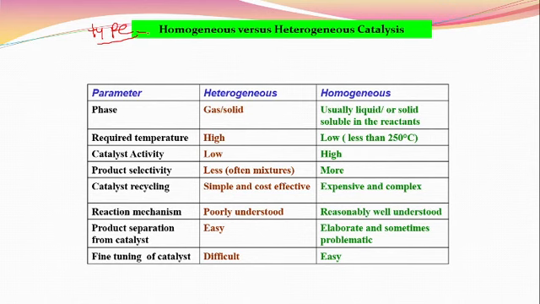The next topic is the types of catalysis. Mostly catalysis has two types. The first is called homogeneous catalysis, and the second is called heterogeneous catalysis. What does it mean? In homogeneous catalysis, the catalyst and the reagent are in the same phase. Both of these are in the same phase.